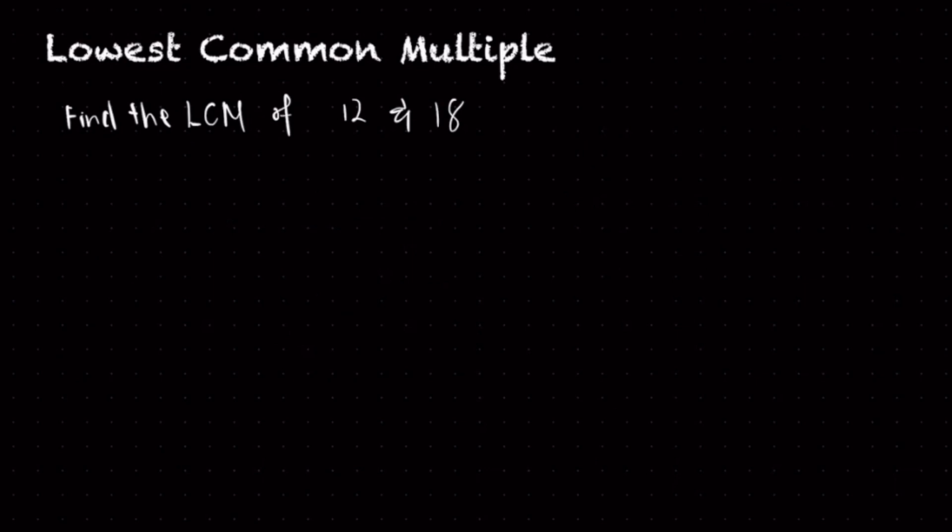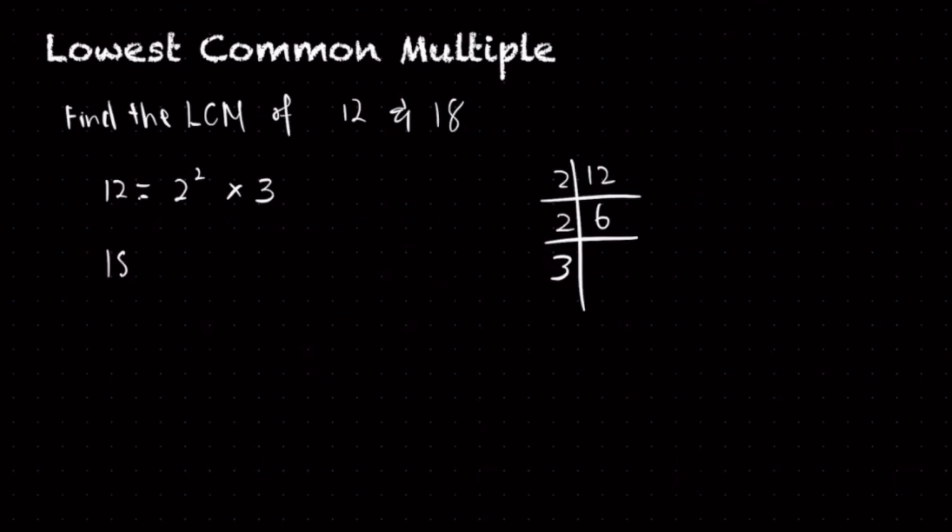So let's present it in index notation using prime factorization. So let's do 12. 12 divided by 2 is 6, and 6 is 2 and 3. So we have 2 squared times 3. And 18, we have divided by 2 is 9, and 3, 3. So 2 times 3 squared.